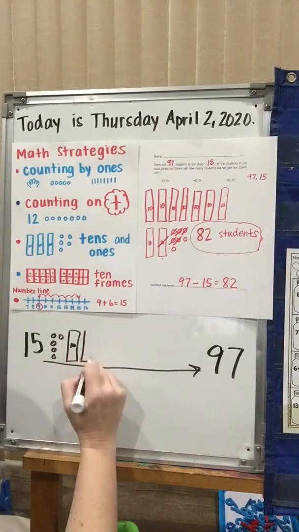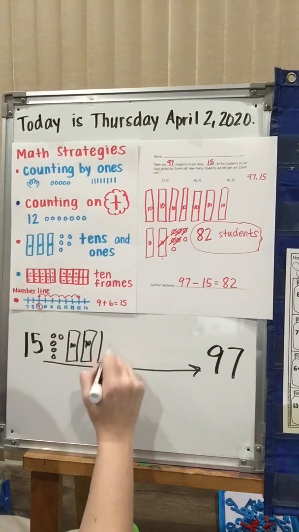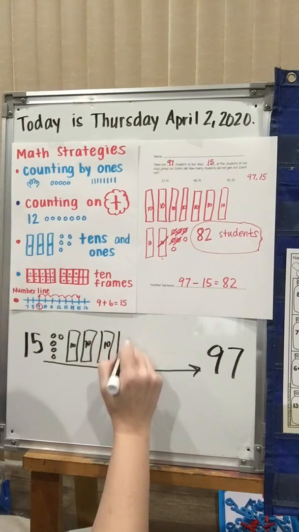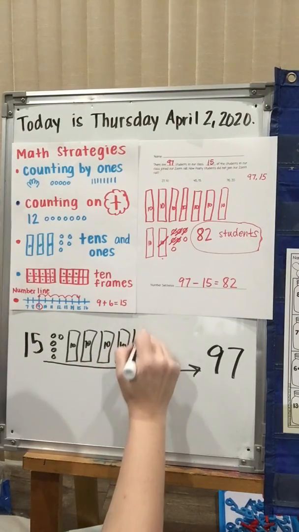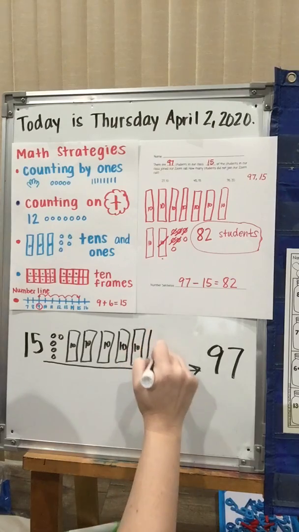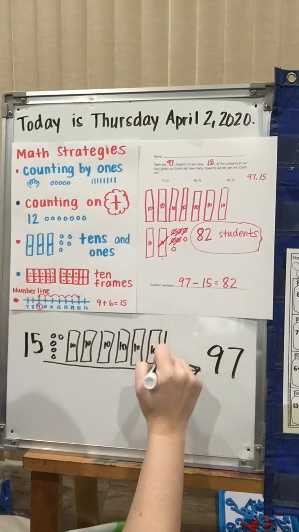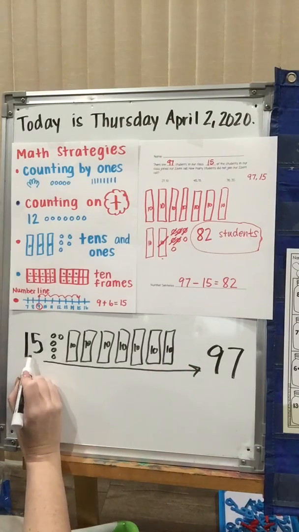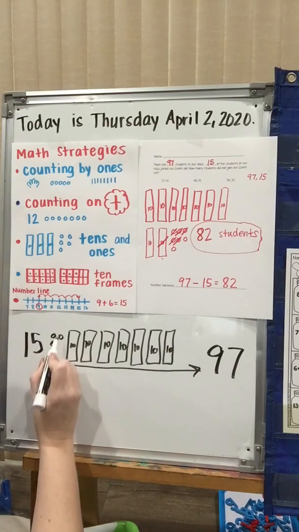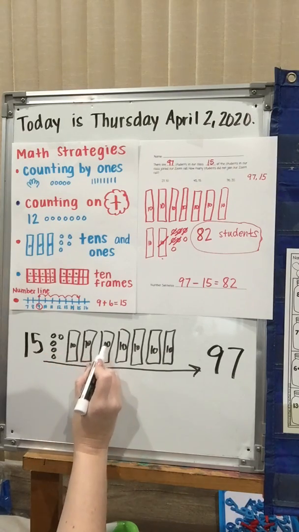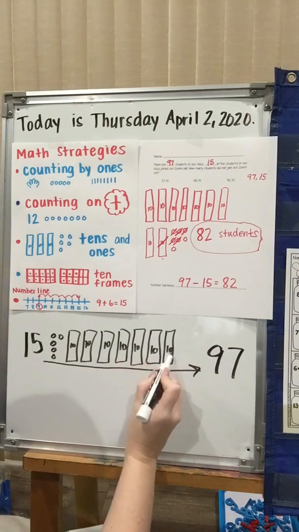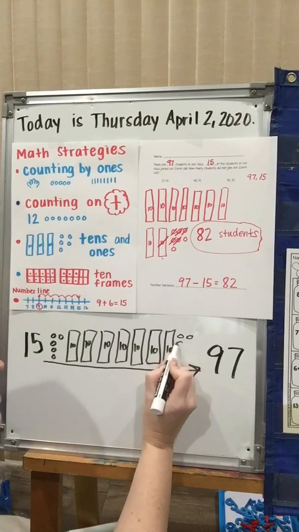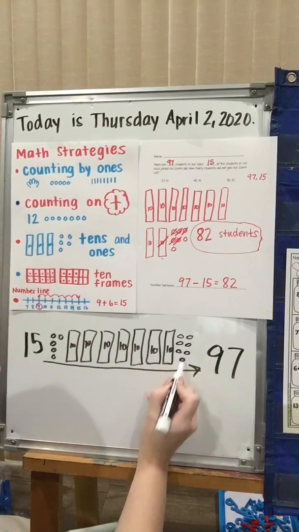30, 40, 50, 60, 70, 80, 90. So 15, 16, 17, 18, 19, 20, and then I jumped to tens. 30, 40, 50, 60, 70, 80, 90, 91, 92, 93, 94, 95, 96, 97.